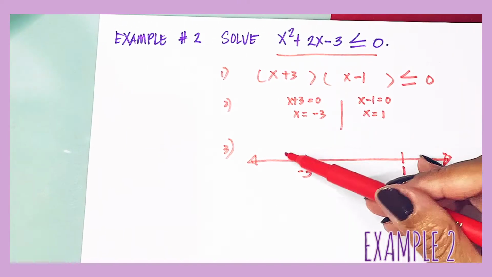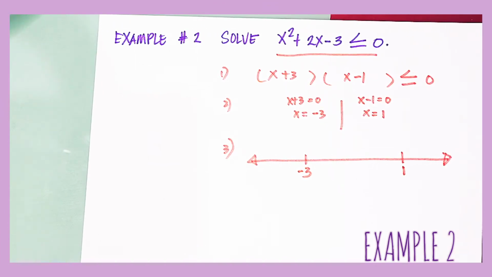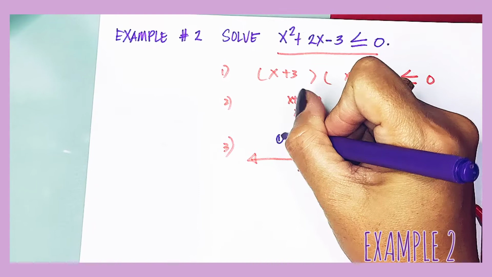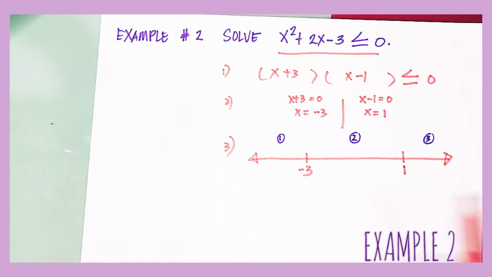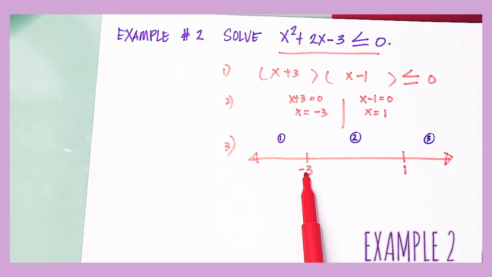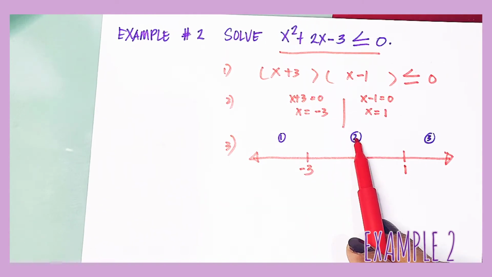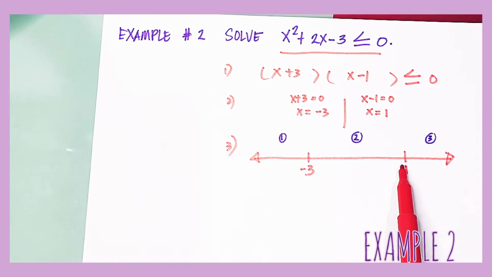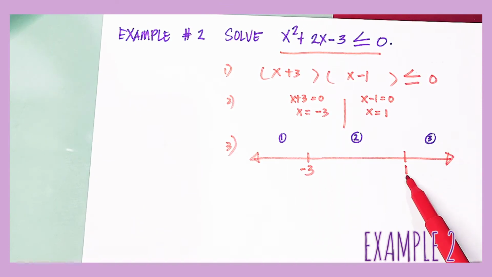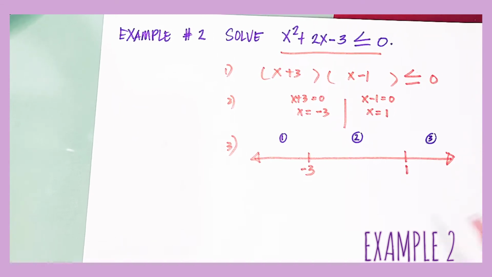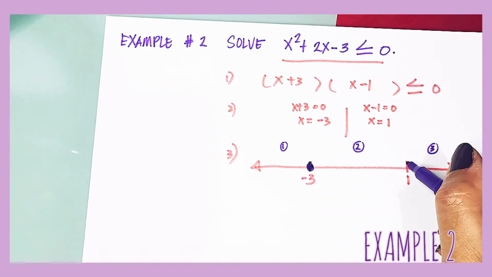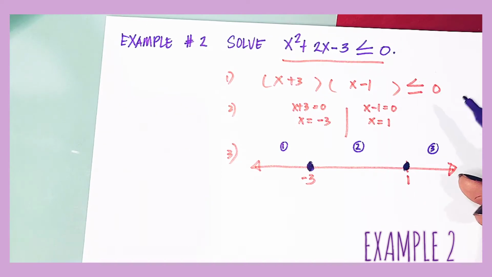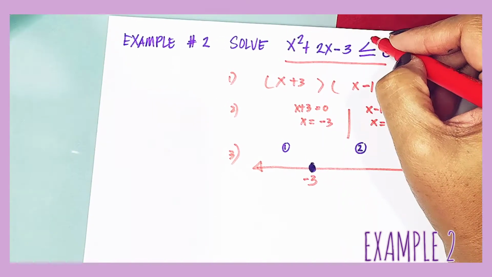As you can see, the number line is divided into 3 regions. We have region 1, region 2, and region 3. Region 1 is all the numbers from negative 3 to the left. Region 2 is from negative 3 to positive 1. And region 3 is from 1 to positive infinity. In this particular example, negative 3 and positive 1 are part of the solution set because of the equality symbol.